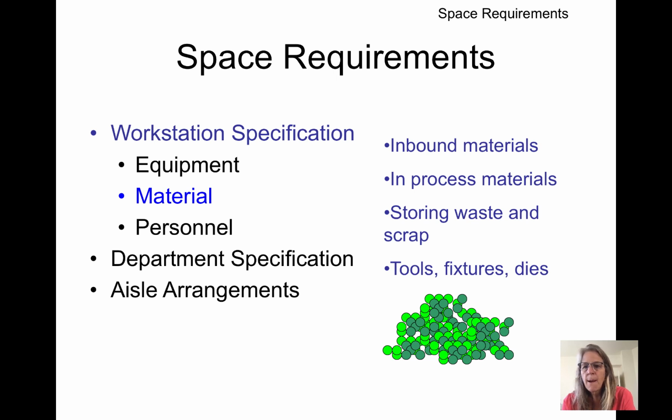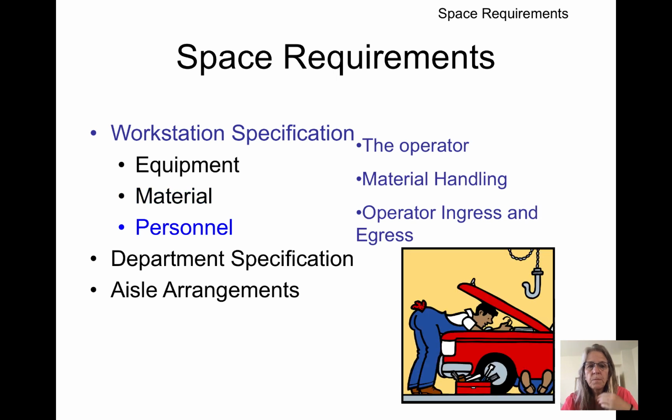And depending on how big the part is and how many different parts are processed in a facility, the storage of these fixtures and dies can be quite extensive, and you need quite a bit of space for it. So in the area of personnel, you need to consider there needs to be a space for the operator, and are they standing, are they sitting, are they in an unusual position that you need to consider. There also needs to be a place for material handling equipment, whether it's a cart or a forklift.